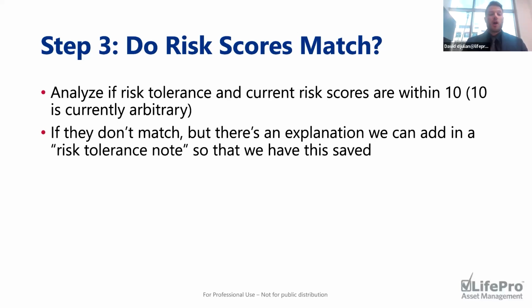Now, if they don't match, and there will be scenarios like this, we can actually put in a risk tolerance note, and this note can be saved. A perfect example of this is my parents. My parents have money with Life Pro Asset Management, and they're kind of a moderate risk. However, the money they have with Life Pro Asset Management came in a sale, and it's not needed for them in retirement. So they are able to be a little bit more risky with that money. So that would be a note that would go on. If there was a client that was conservative but was in a more risky profile, we would want to get some type of note so we know the reasoning for that.